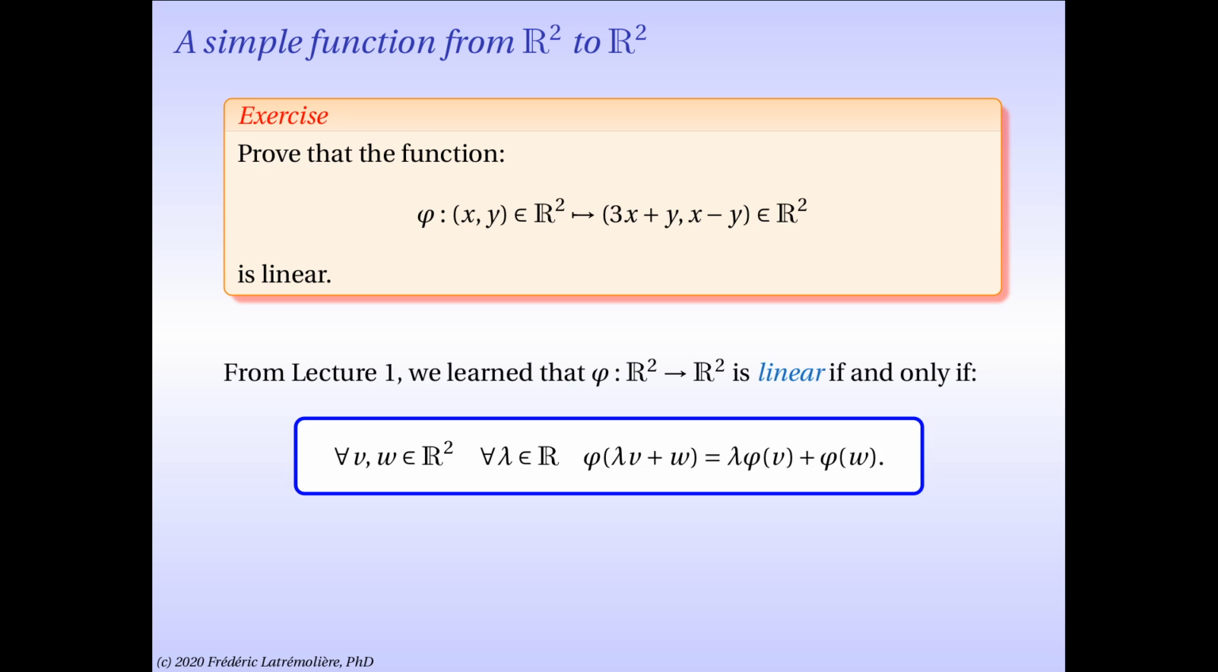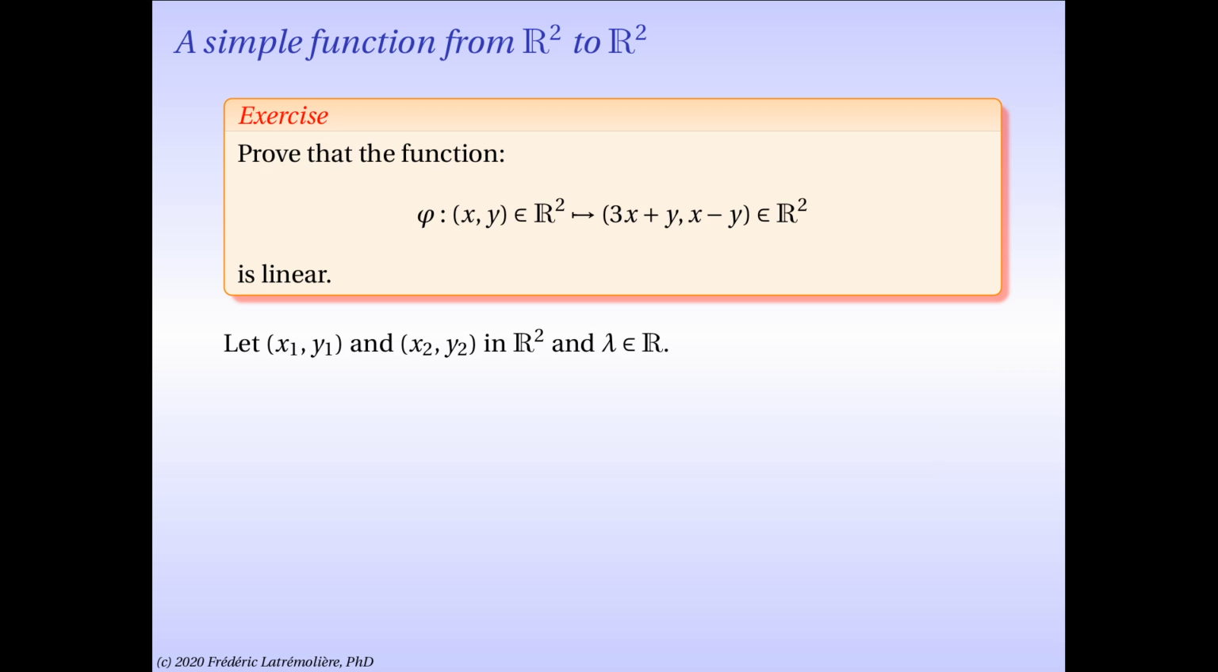From our first lecture, we learned that phi is linear if and only if, for any pair of vectors v and w from R squared, and for any scalar lambda, phi of lambda v plus w is equal to lambda phi of v plus phi of w. So, we take two arbitrary vectors in R squared, denoted by x1, y1, and x2, y2, and an arbitrary scalar lambda. We then follow the characterization of linearity.